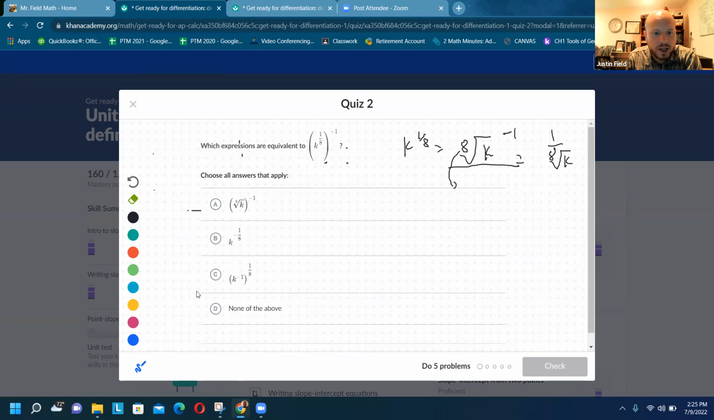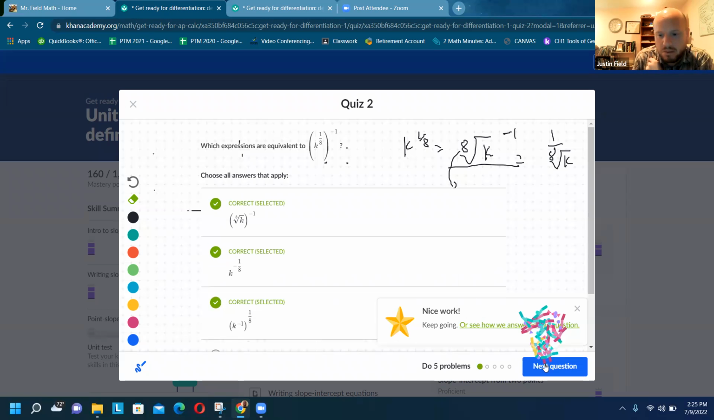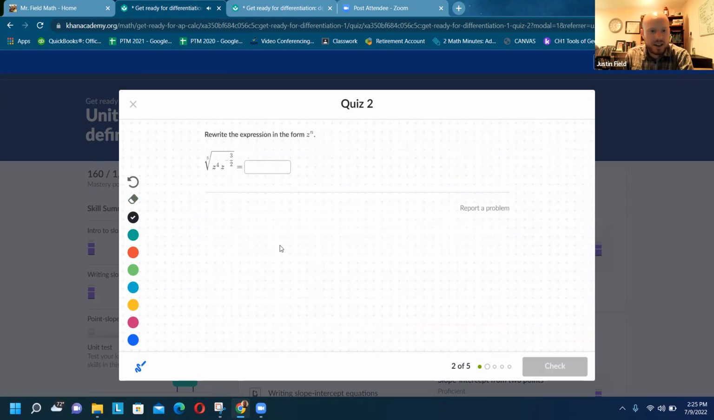So let's look. What do we have? That would work. And now this would also work because we would want to multiply the exponents. That's the power rule. It says multiply the exponents. And what about this one? That would be the same thing, would it not? Multiplying the exponents. So I say all three. Yeah, look at that.